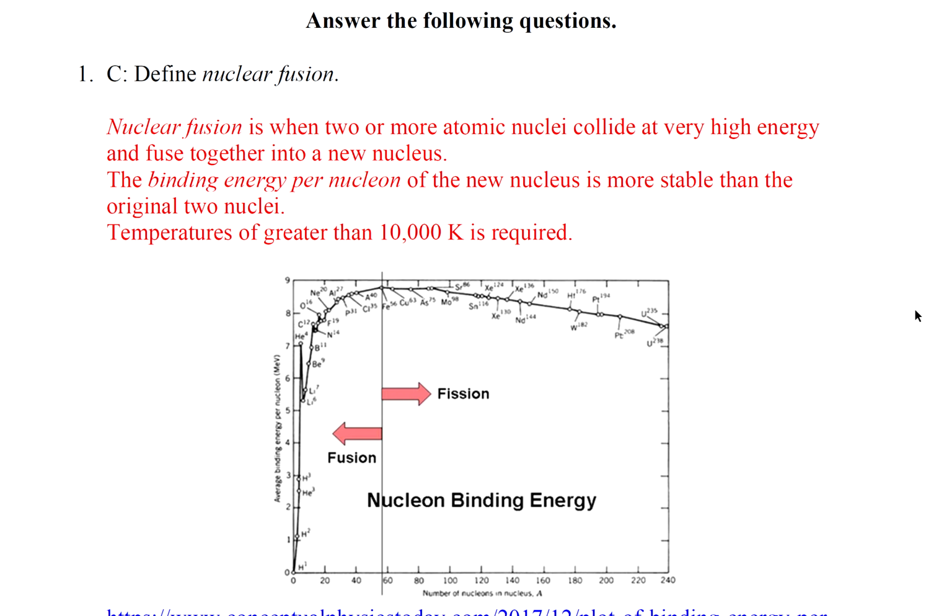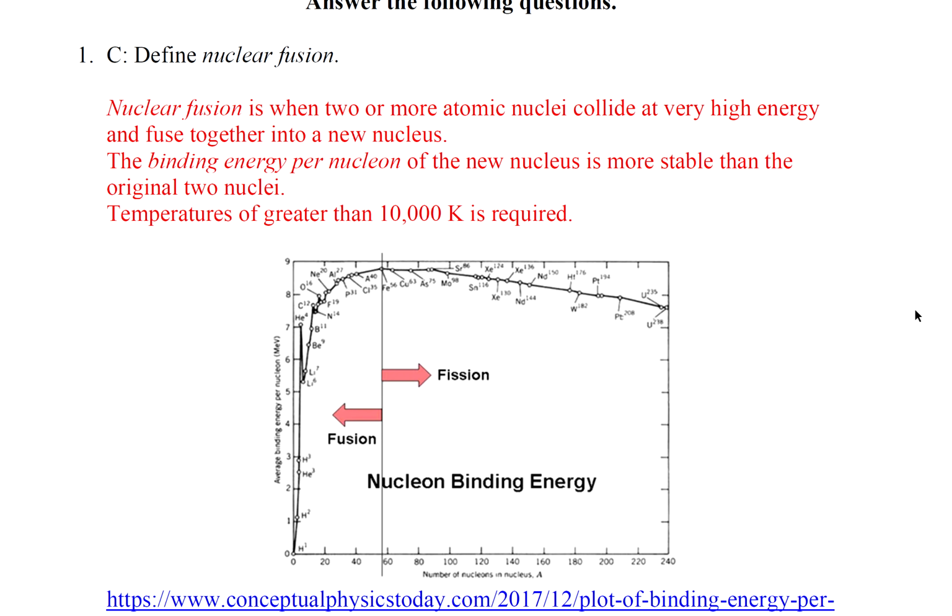Nuclear fusion is when two or more atomic nuclei collide at very high energy and fuse together into a new nucleus. The binding energy per nucleon of the new nucleus is more stable than the original two nuclei. Temperatures of greater than 10,000 Kelvin are required.